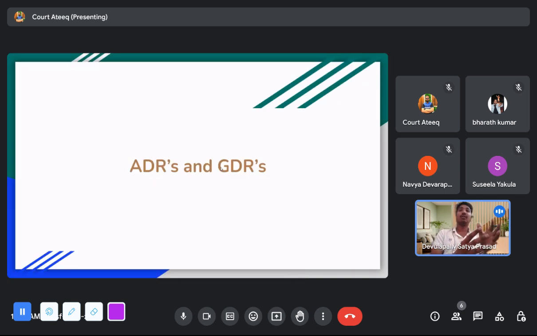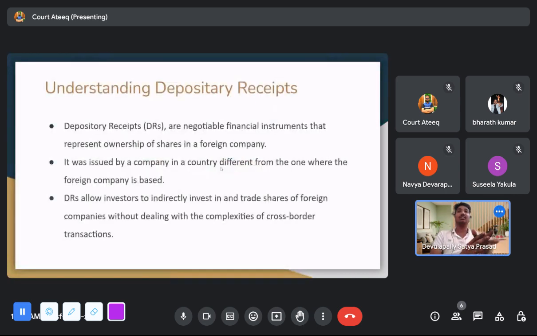And next, I'm going to talk about ADRs and GDRs. First, we need to understand what depository receipts are. Depository receipts are negotiable financial instruments that represent ownership in a foreign company.